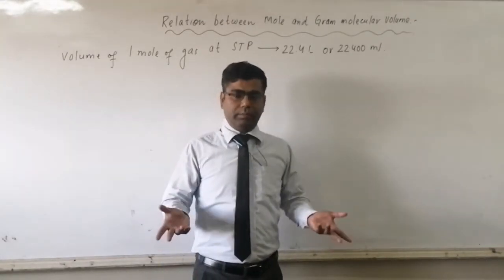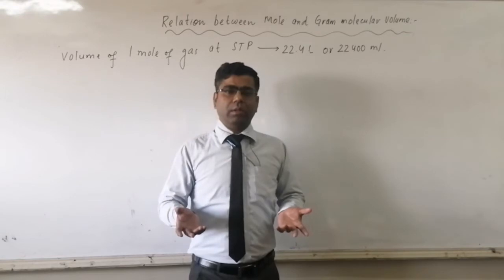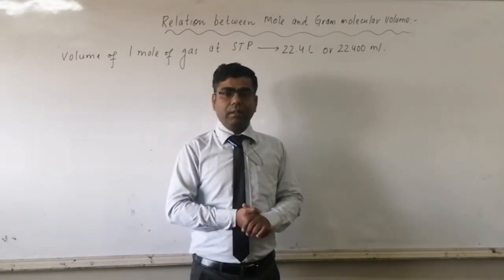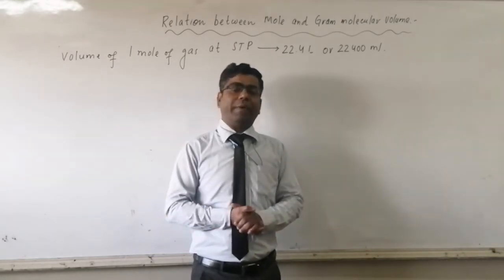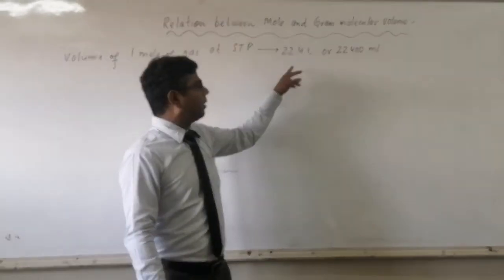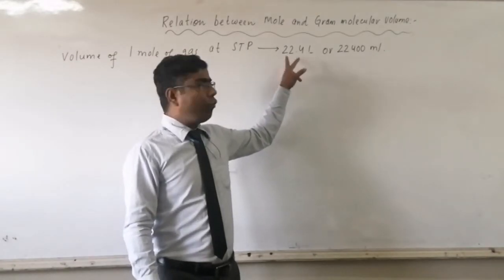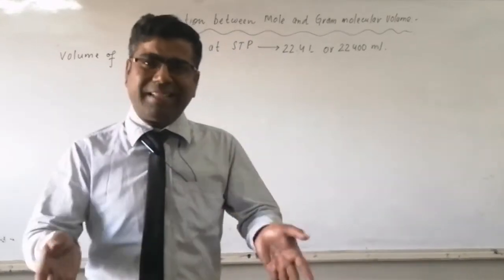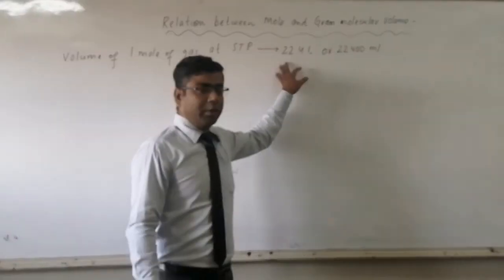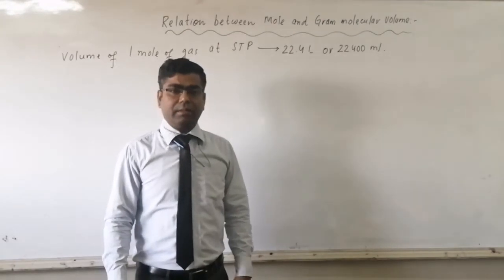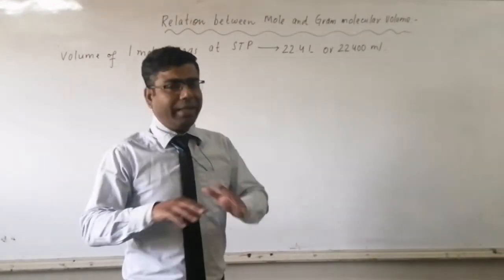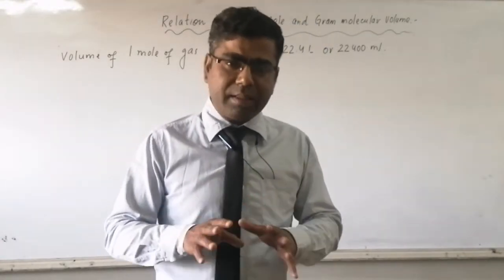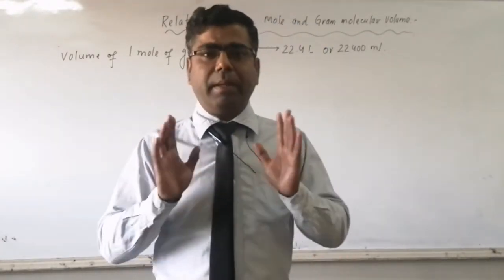By changing the number of moles, you can calculate the volume of the gas. Suppose we are talking about 2 moles of any gas at STP, then the volume will be just double of 22.4 liter, it will be 44.8. If we are talking about 0.5 moles of any gas at STP, then it will be half, equal to 11.2 liters. In this manner, we can calculate the volume of gas for any moles at STP.